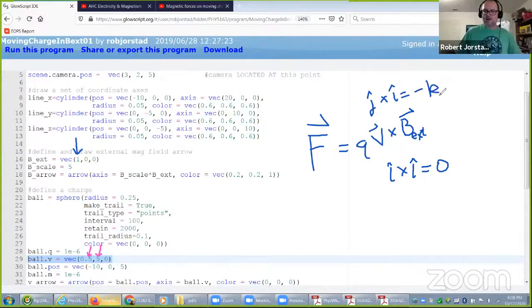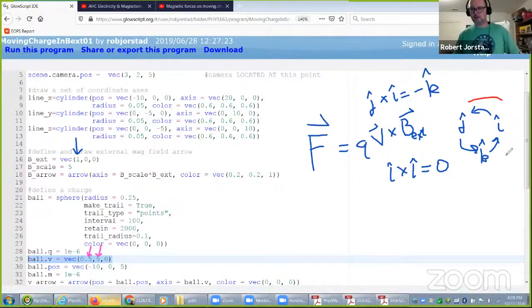Negative K hat, right? So notice the wheel of pain is going to be pretty useful. I goes to J, goes to K. If you go the wrong way around the loop, your cross product's negative. So J cross I is going this way. We expect a negative K hat.